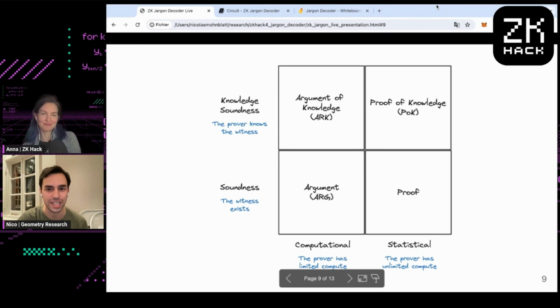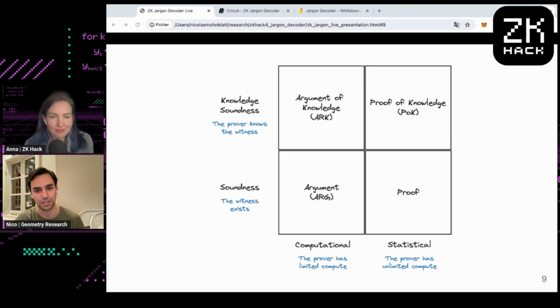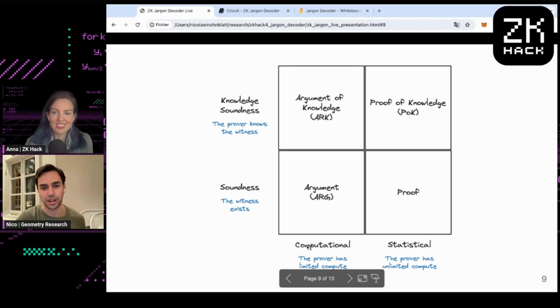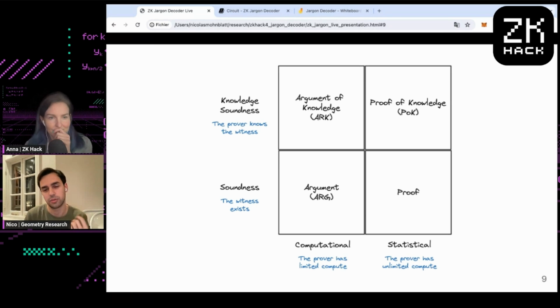Okay. Oh, yes. Sort of summarizing this conversation of proof versus argument and soundness versus knowledge soundness. On one axis, I have: who are we defending against? Who's our adversary? People like to use these terms computational or statistical. When the prover has unlimited computation, we have statistical guarantees. Essentially, if the verifier goes wrong, it means that the prover got very lucky. And in the argument model, we talk about computational guarantees because we only have guarantees if the prover is computationally bounded.